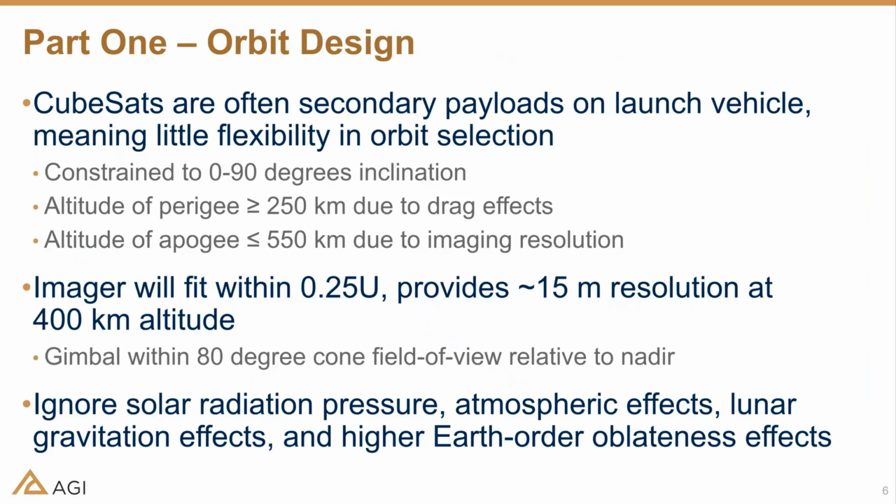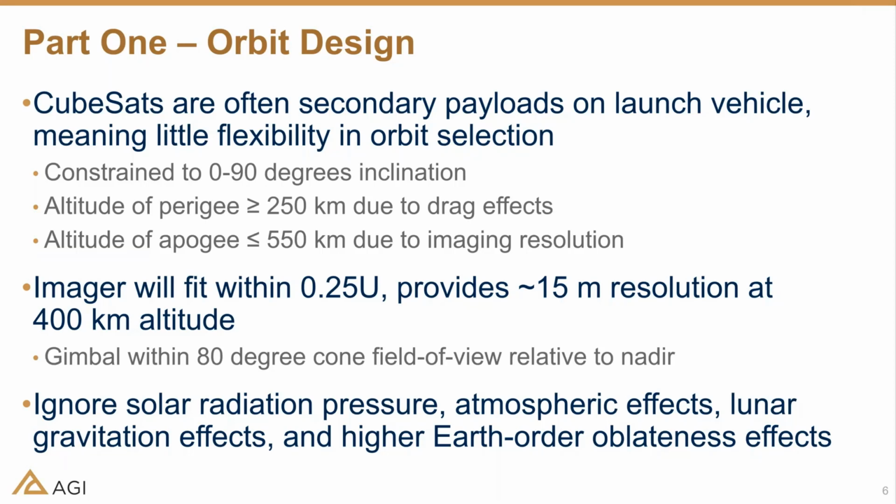A little background on our CubeSat. They are often secondary payloads on launch vehicles, which really restricts the orbit selection, as they are often deployed into LEO orbits. So when we're designing our ideal orbit, we just have to take into account a couple of parameters. We still want to maximize the duration, the time we can observe the volcanoes on the ground, but we have to take some conditions into effect.